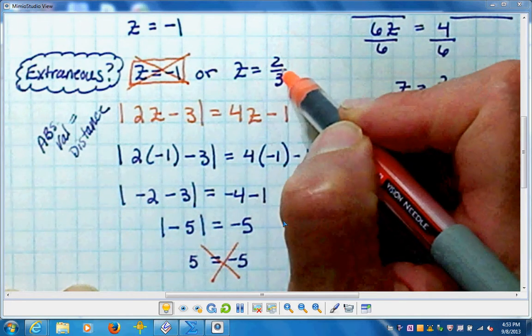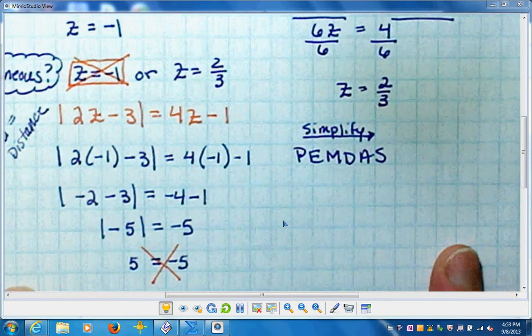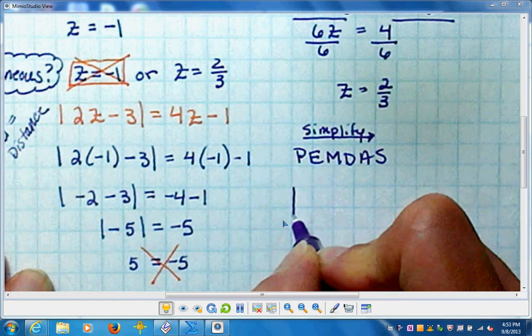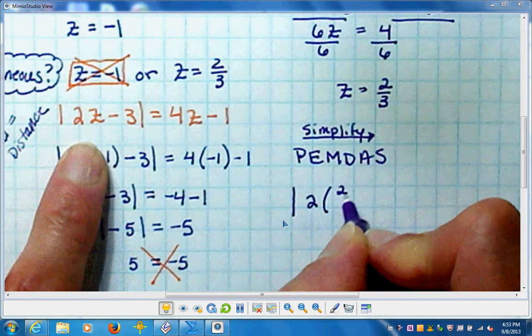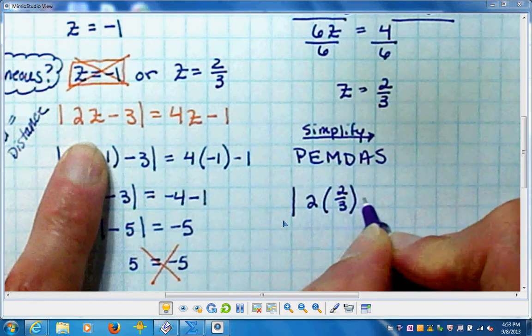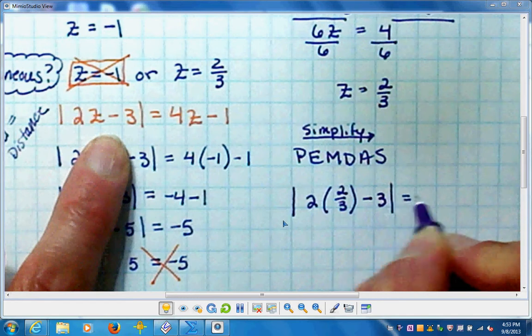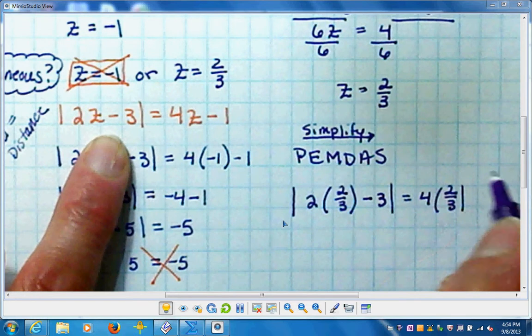So let's try this one here. We have to try both. Don't assume because one worked that the other doesn't. You have to test them both. So again, I'm going to put it back into the original. I'm going to move this over here. So my original is 2z, so this is going to be 2 times 2/3 minus 3 equals 4 times 2/3, oops, that's a parentheses, minus 1.